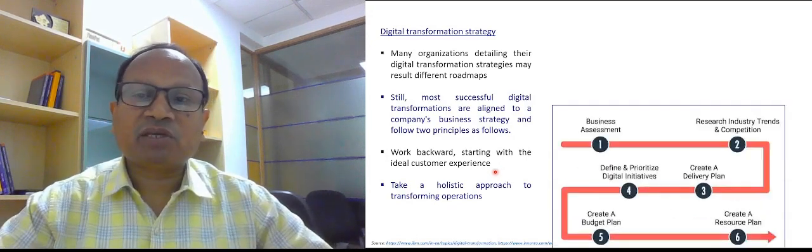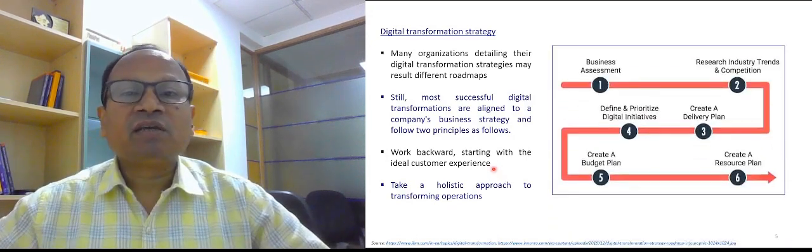So the digital transformation strategy, what are these strategies? Many organizations detailing their digital transformation strategies may result in different roadmaps. All of the different organizations may have different roadmaps. Still, most successful digital transformations are generally aligned to a company's common business strategy and follow two principles, which are as follows: work backward, starting with the ideal customer experience, and whenever there is a possibility, go back and improve. And take a holistic approach to transforming the operations.